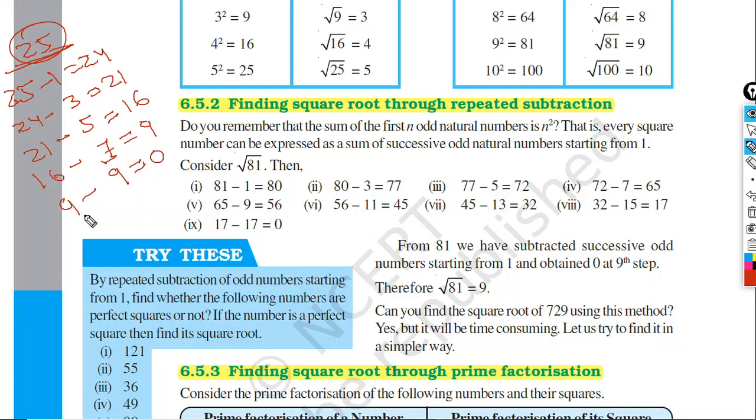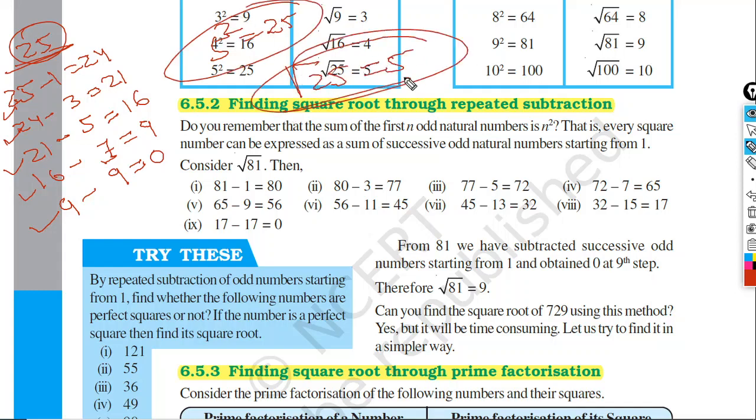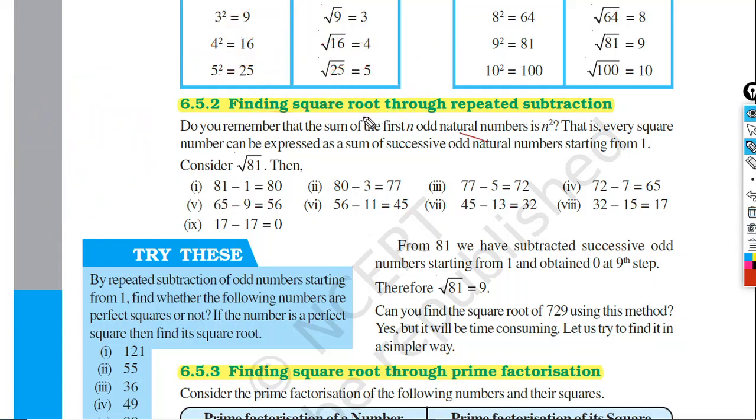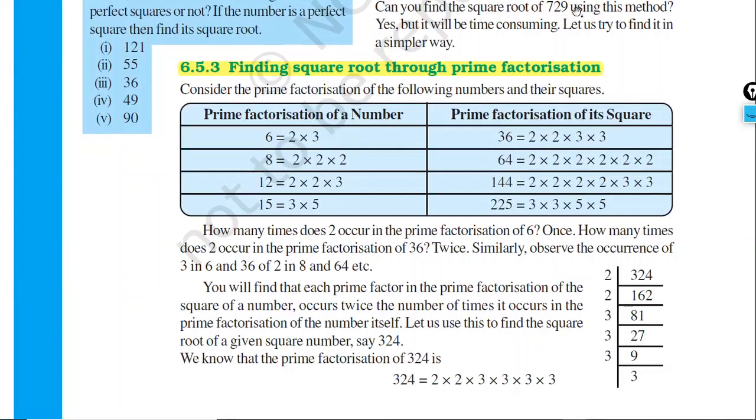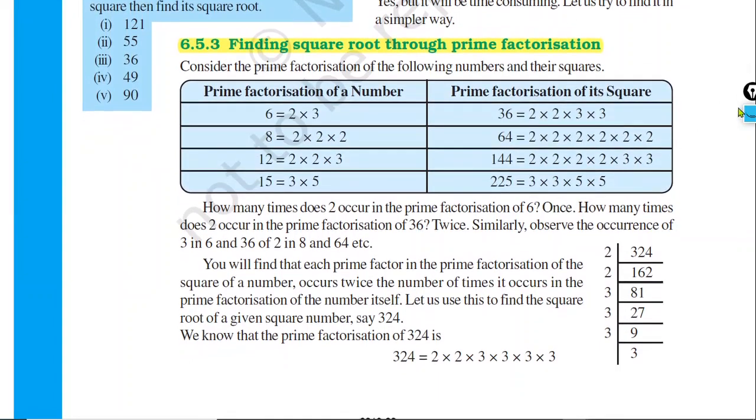Now you see how many times we subtracted? 1, 2, 3, 4, 5. 5 times. Therefore 5 square equal to 25, or square root of 25 equals 5. See, in this way we can find the square root by repeated subtraction. So this method we can call the repeated subtraction method. Another method is prime factorization. This method we are going to use frequently.